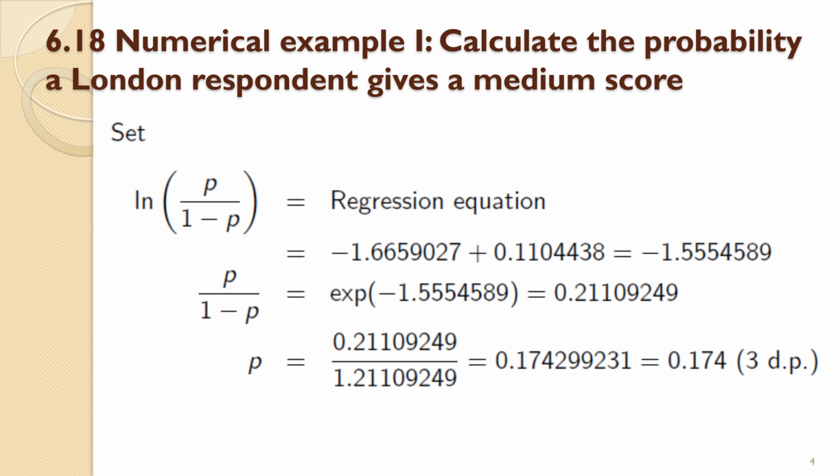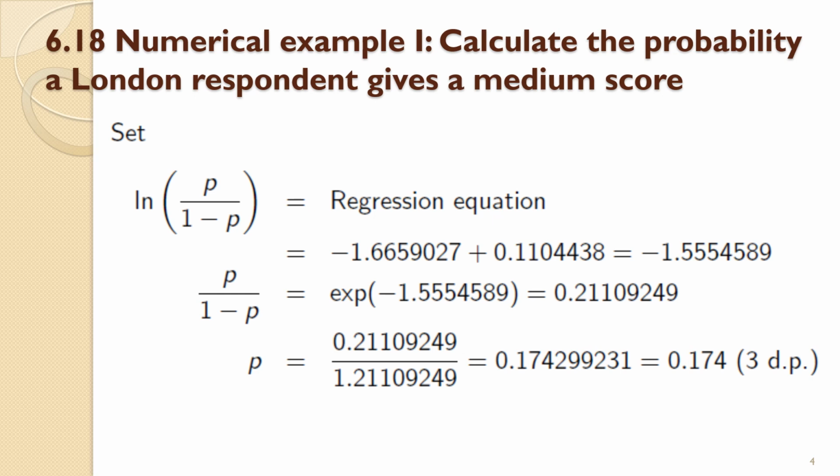I wanted to give here an extra numerical example of calculating the probability a London respondent gives a medium score. So some practice here in terms of the mechanical calculations, but I wanted to give you another example for some of the checks that you might perform. Here would be to set the log of the probability over 1 minus probability, the log odds, to be equal to the regression equation. Here this would relate to the fixed effects equation on slide 6.16.